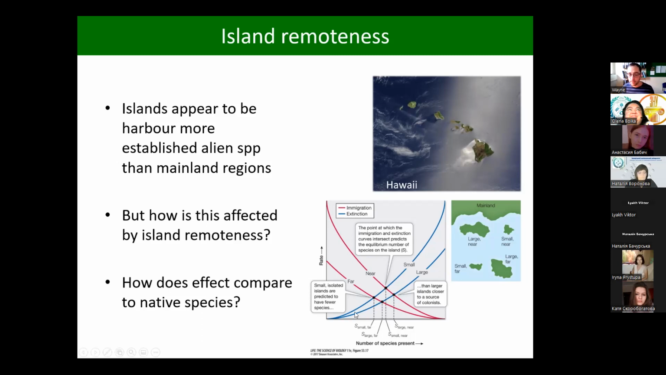And it's really the balance between those two things, so how near or far you are and how small or large you are as an island, that then determines how many species you'd expect to find. So if an island is large and near to a mainland region, then you'd expect there to be more species than if it was small and far away, okay? Now for this study, what we're focusing on is the remoteness, which in theory should be affecting immigration, okay, of natives. But what about the non-natives?